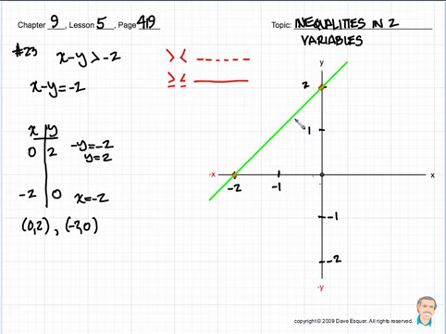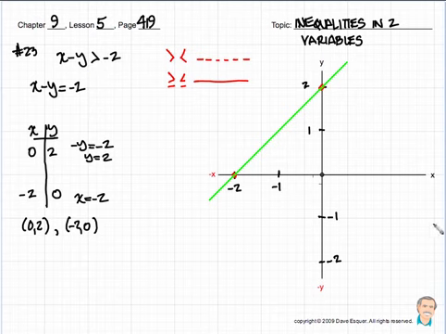I'm not sure I can do that in this program. So we're going to have to pretend that this green line is dashed. That's interesting. I think I've just found something I need that I can't do. So this is going to be a dashed line, and we're going to plot those 2 points, 0, 2 and negative 2, 0.